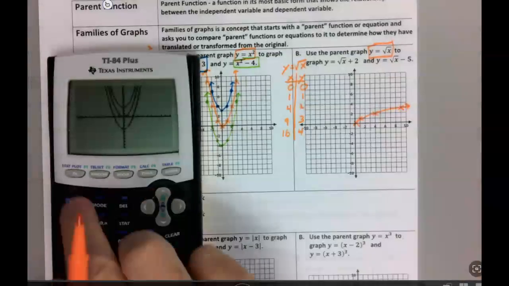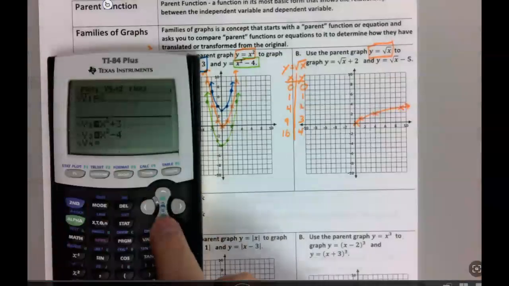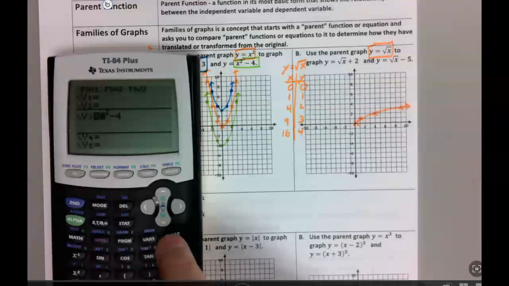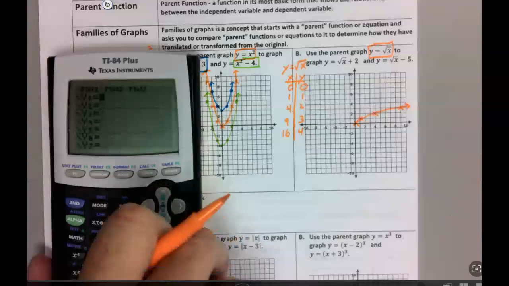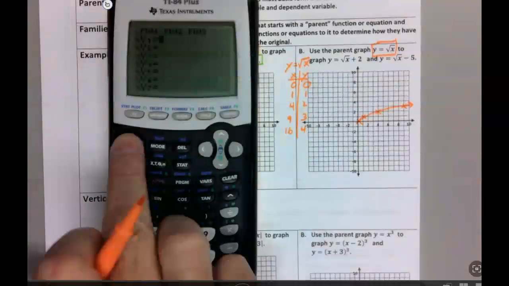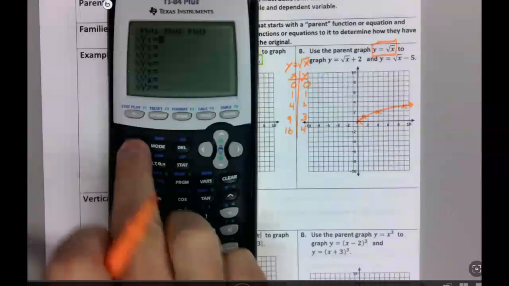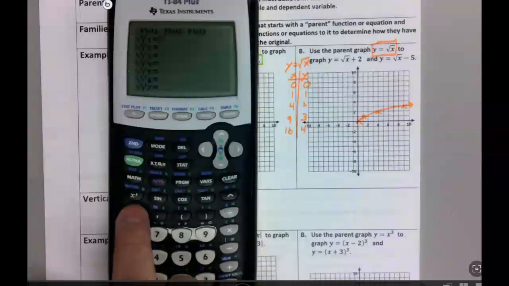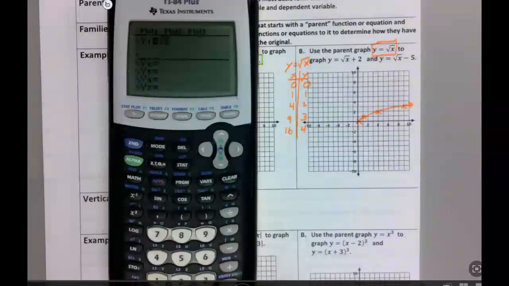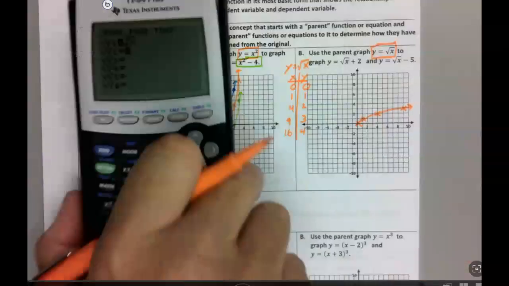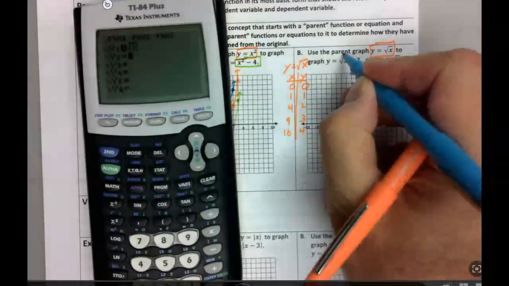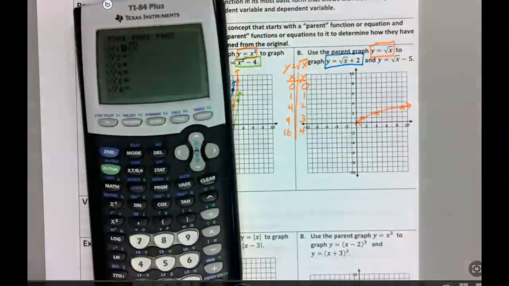Okay, so go to y equals, let's clear out the quadratics. The first one was a parent function, so let me show you how to get the square root function. Hit the second key, the blue key, and then you see the x squared right here, and then hit x. Okay, now let's just do them all at once. Let's do this one here in blue, and then we'll do this one here in green.